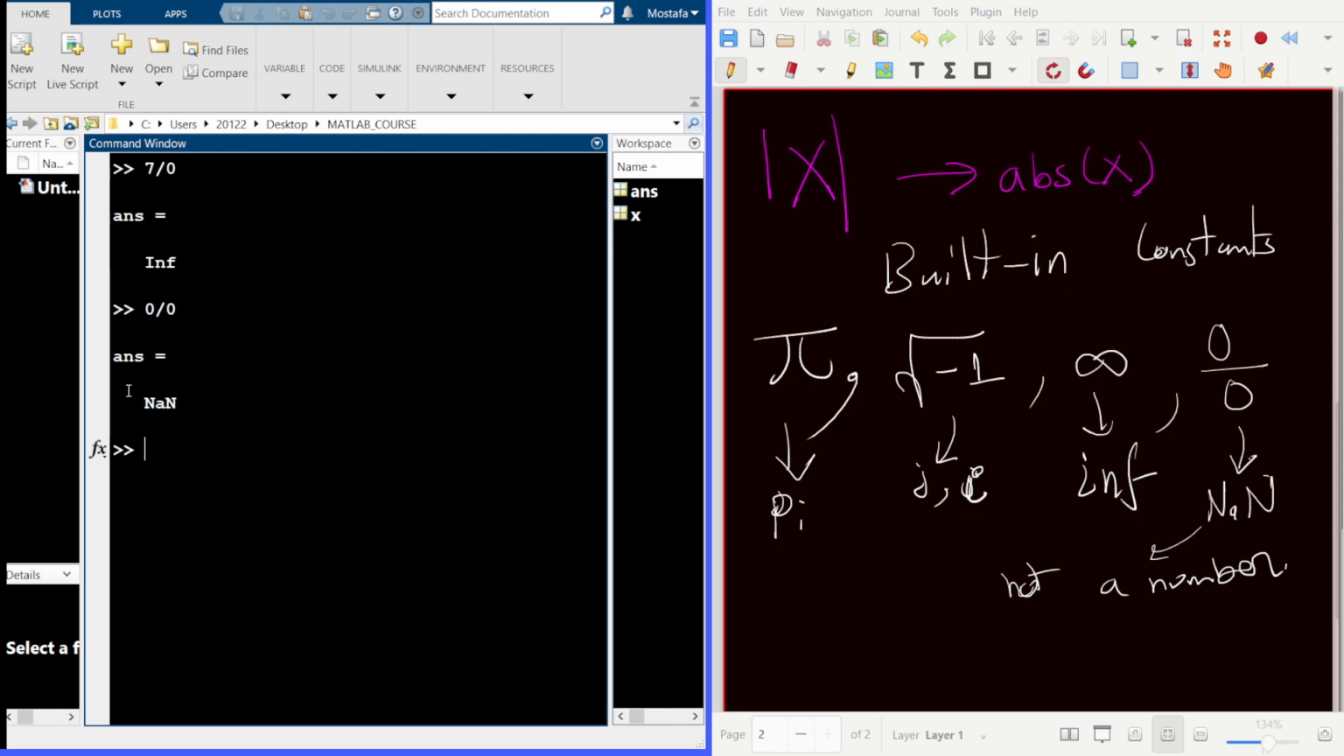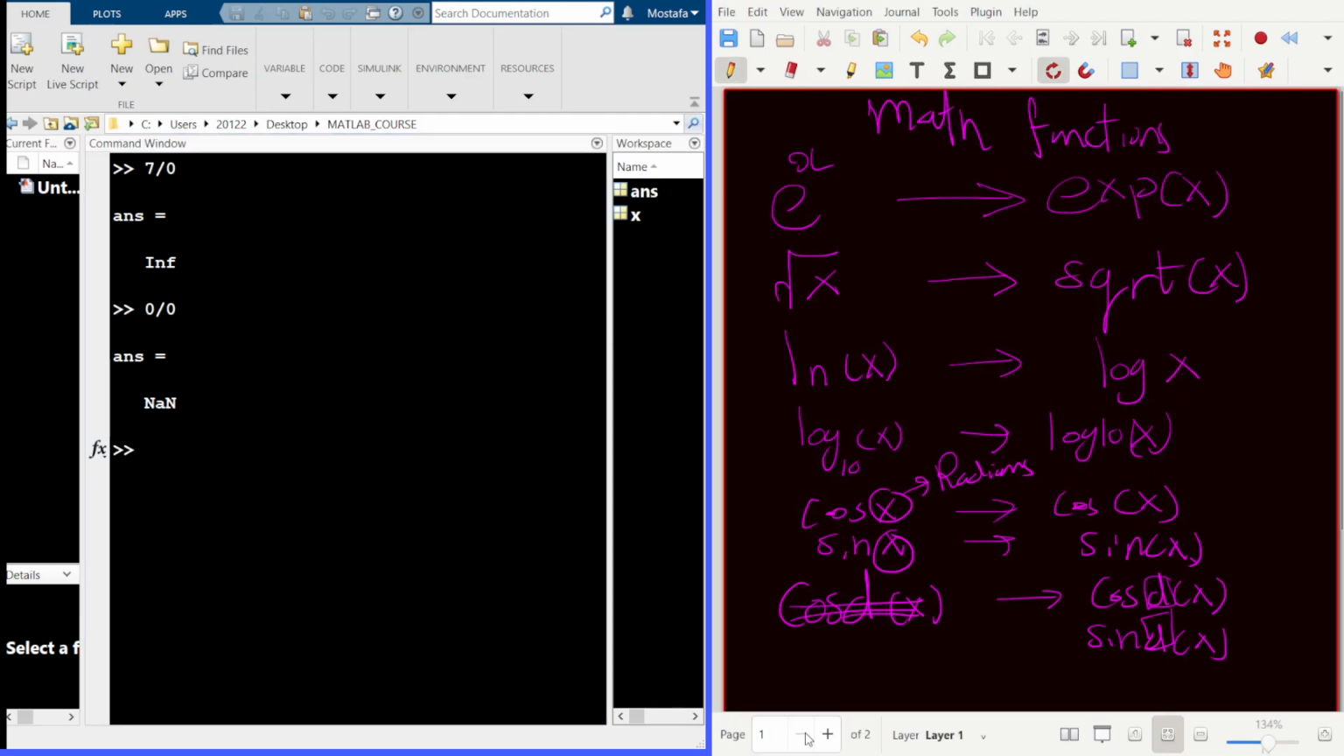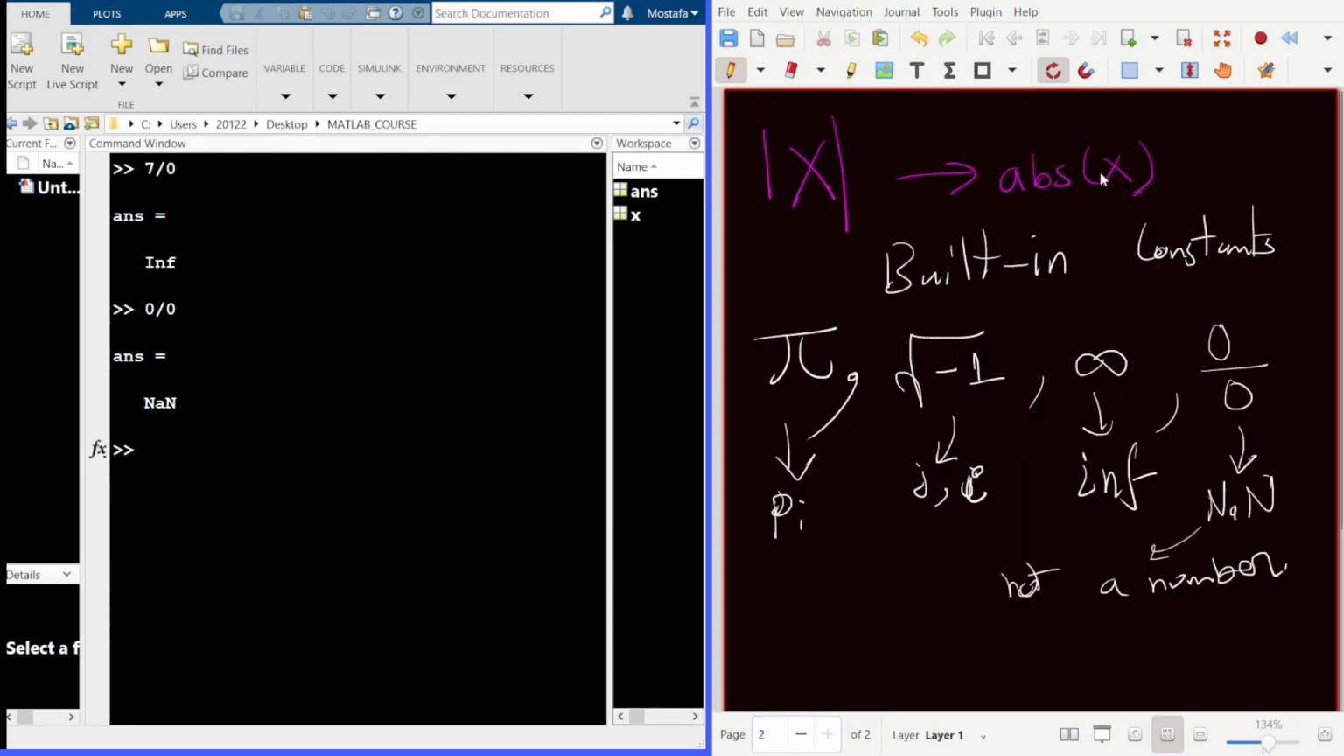So let's recap what we covered in this video. We go back to the previous page. So we started with built-in mathematical functions. The most important ones are exponential, square root, natural logarithm, logarithm base 10, and trigonometric functions. The standard ones work with radians, just like in mathematics, but you can have a special version that works with angles in degrees. Another useful function is the absolute value function.